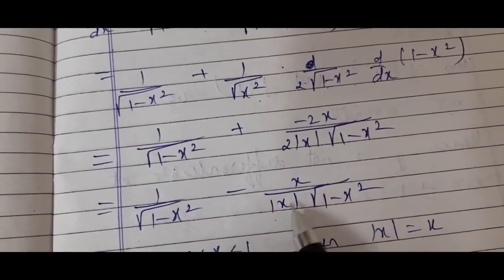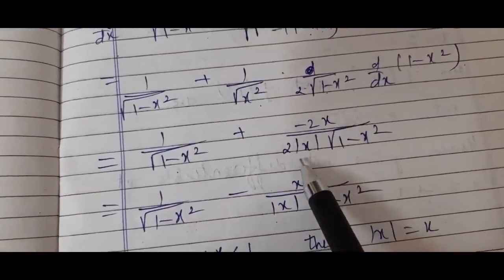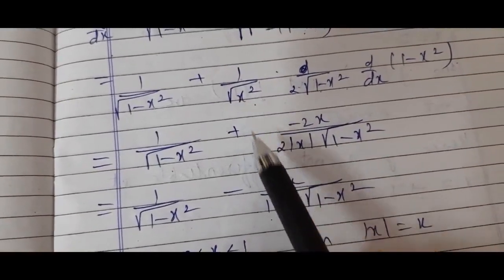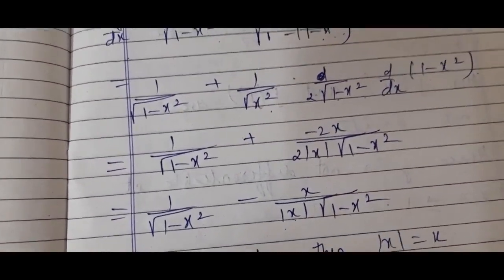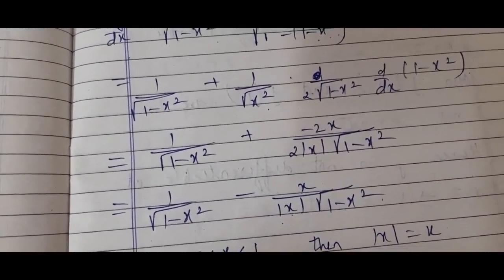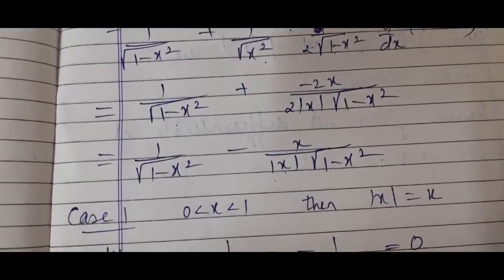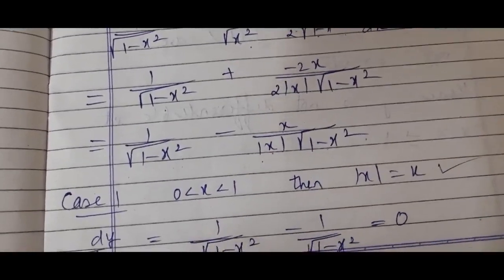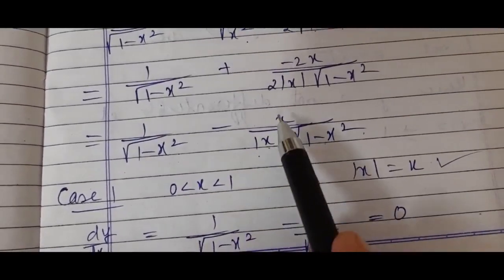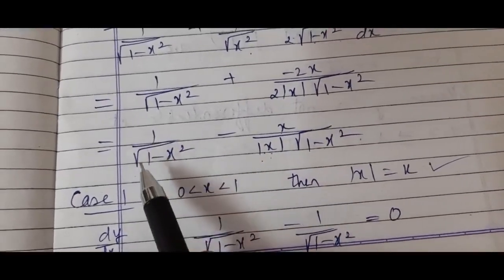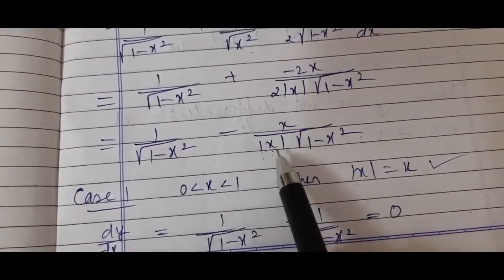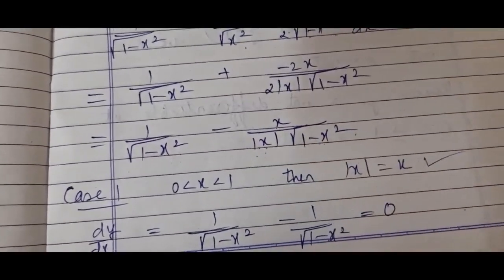Next step, 1 upon under root of x square minus x upon, now here it is mod because it was in the root form. So we will write mod of under root of 1 minus x square. So we will get two cases. When x is in the interval 0 less than x less than 1, that is mod of x has a value positive x. So differentiation will be 0 because here we will write x, that x will be cancelled, and 1 upon under root of 1 minus x square minus 1 upon under root of 1 minus x square gives 0.